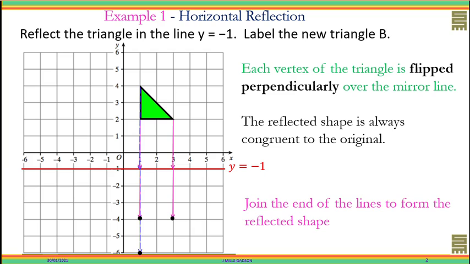Then at the end, all you need to do is to join the ends of those lines, and that will give you your image. So we now have an image which is triangle B. And the rule is we just flip each point perpendicularly over the mirror line. They move at 90 degrees. So B is the reflected image, and the green triangle is the original triangle. So this one is called horizontal reflection, flipping over a horizontal line. Let's look at the second example.